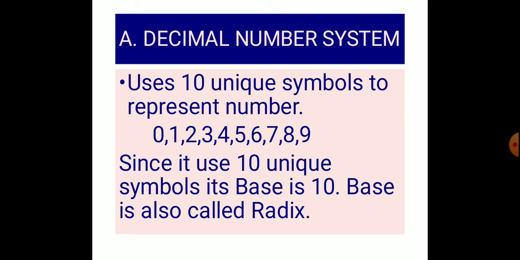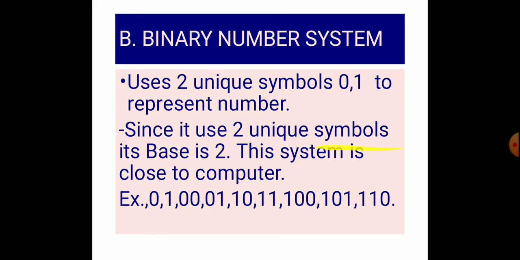The first one, decimal number system. Usually what we are using, that is decimal number system, use 10 unique symbols to represent the numbers. The symbols are 0 to 9. You know very well, 0, 1, 2, 3, 4, 5, 6, 7, 8, 9. These numbers are used to represent all the numbers in the decimal system. So since it uses 10 unique symbols, its base is 10. So base is also called a radix.